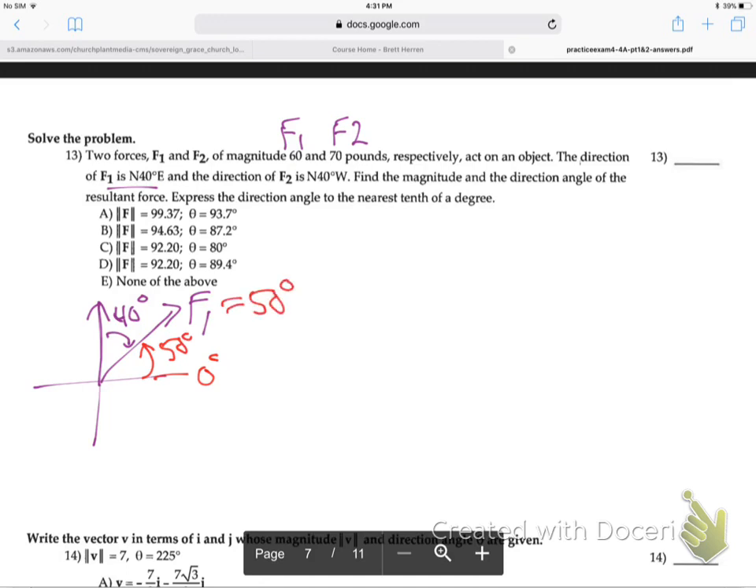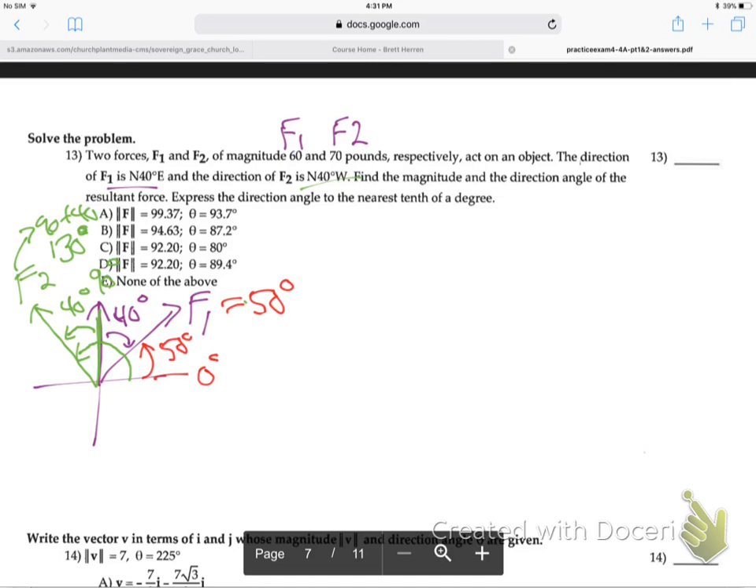What about force 2? Force 2 is north 40 degrees west. So north, again, straight up, and then 40 degrees to the west. That's force 2. And what would be that angle? Starting from 0, how would you get to that angle? Well, this is 90 straight up and 40 more. So force 2 is 90 plus 40, 130 degrees. It's a heading of 130 degrees. So we have force 1 and we have force 2.